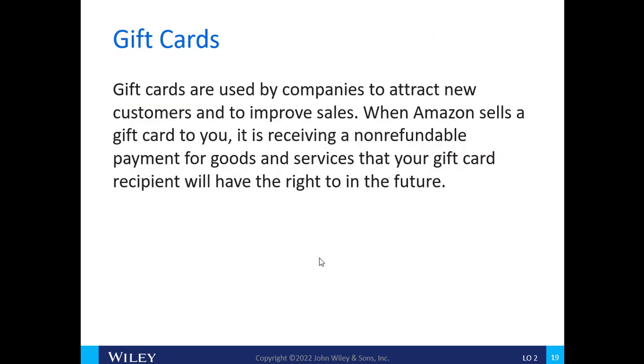Gift cards are a form of unearned revenue, because if you buy a gift card, like for example Amazon, you're just paying them money, but they haven't done anything for you, so they're going to owe you some kind of product or service, and so that's going to be unearned revenue until they actually satisfy that.